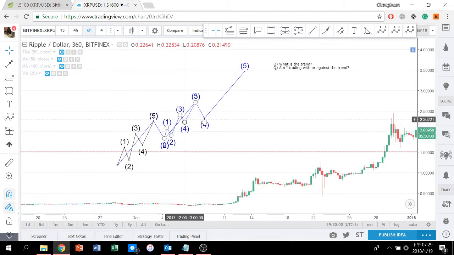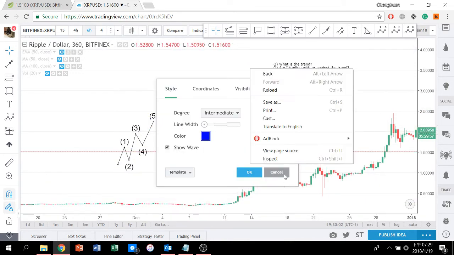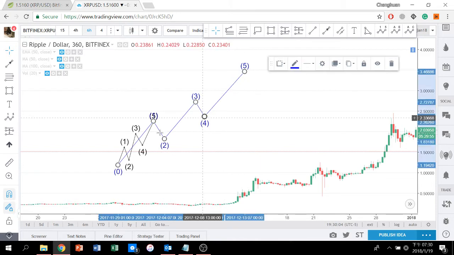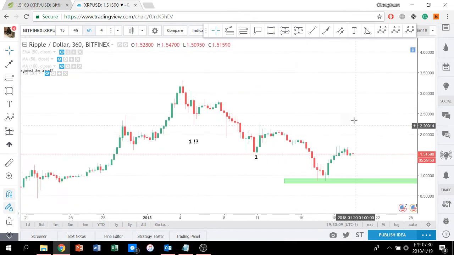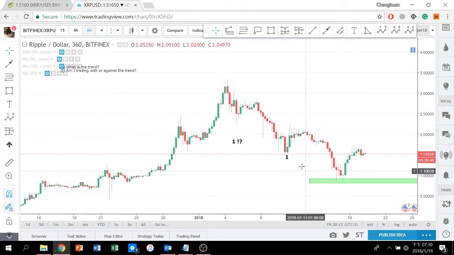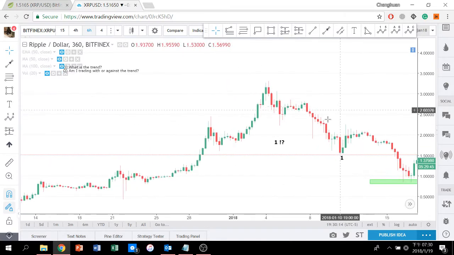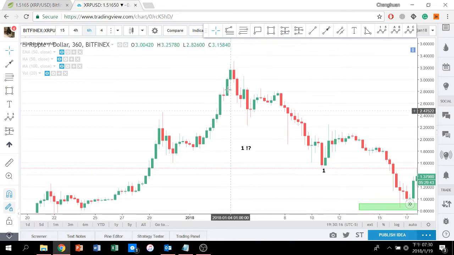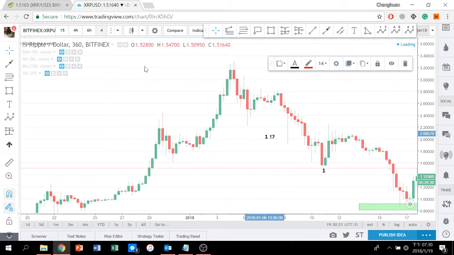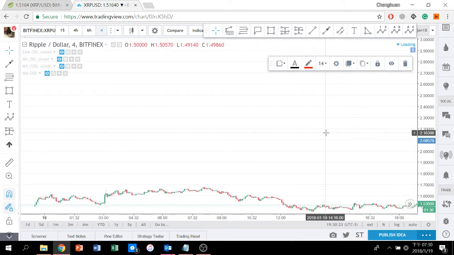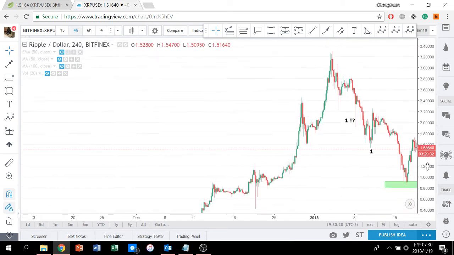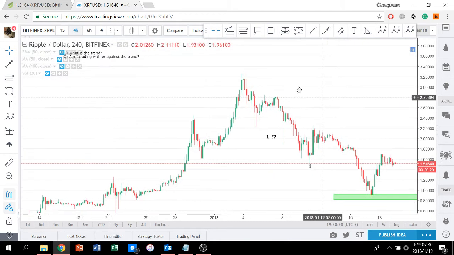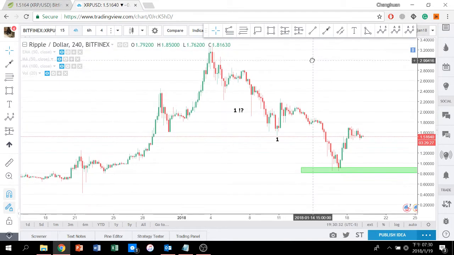So if you were to draw, one sec, let me delete these. Okay. If you were to draw here as wave 1 instead of here, how do you count the 5 waves? How do you count the 5 waves here? I do not see 5 waves here. Even if we go to lower time frame, this is a 4 minute, I still don't see 5 waves, right?